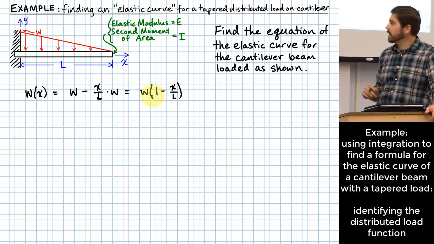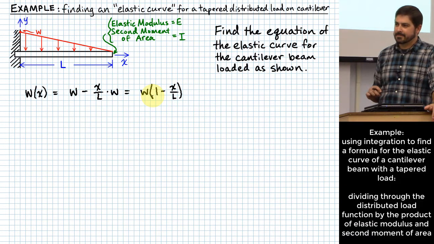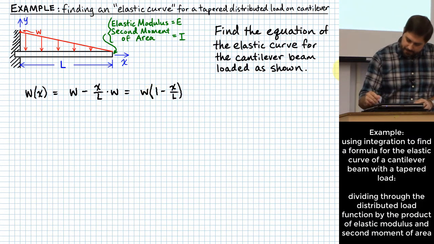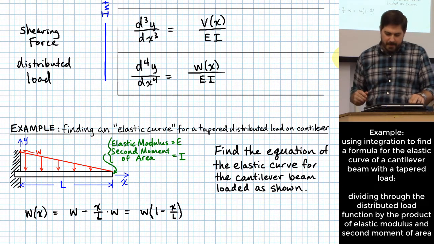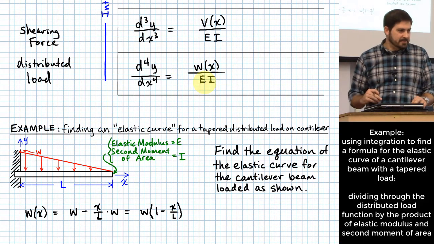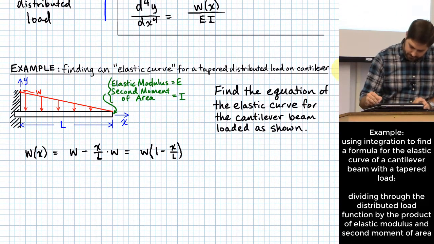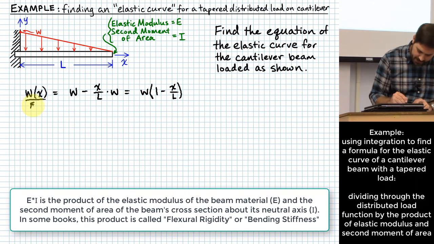All right. And now what I need to do is start on trying to find the equation of this elastic curve for this cantilever beam that's loaded with this load. First step is? Yeah, so think about our equation up here. I've got this EI, so what if I divide through by EI? I'll do that here. Divide through by EI.